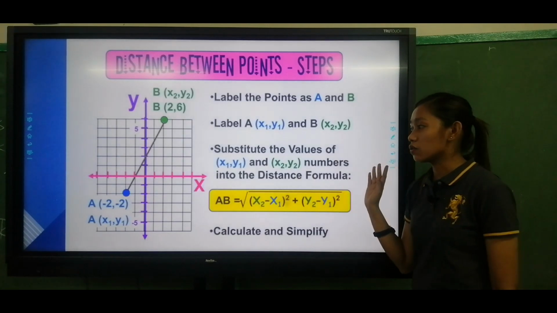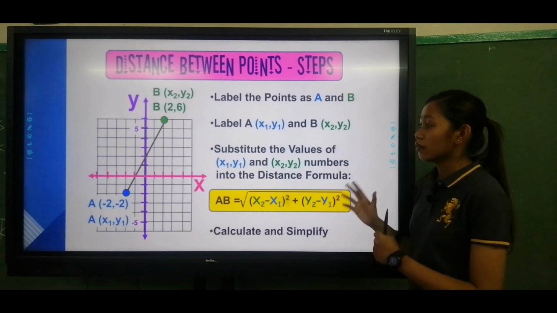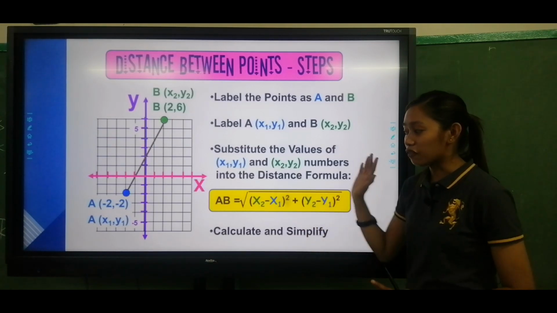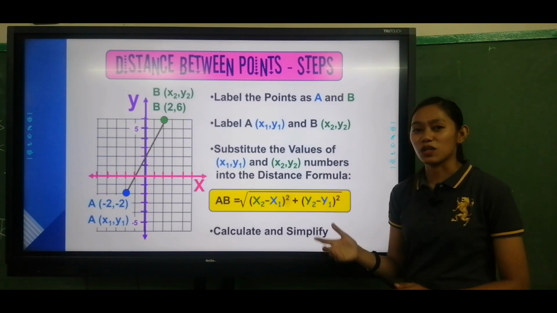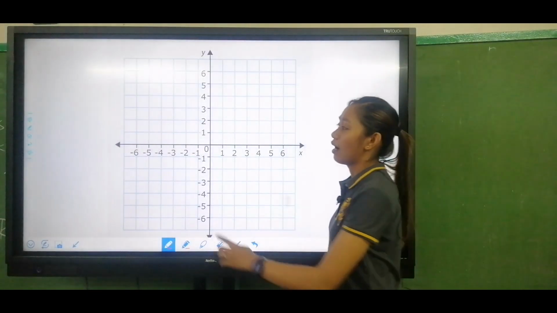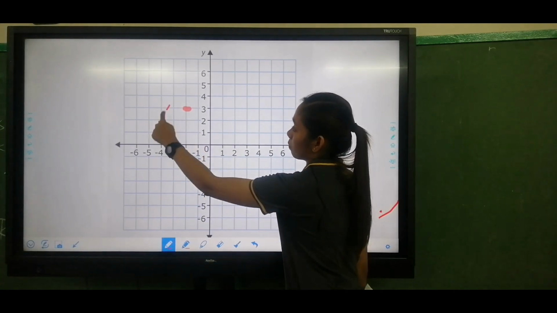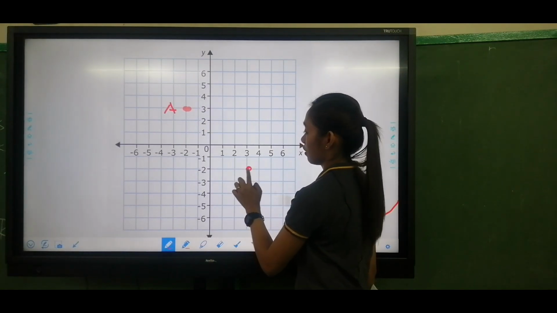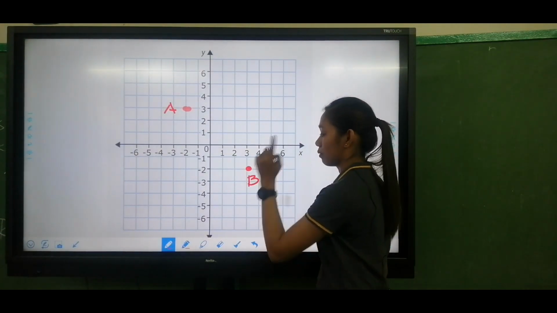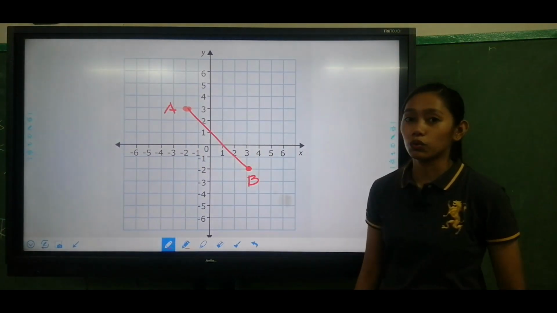Next, substitute the values of x sub 1, y sub 1, and x sub 2, y sub 2 into the distance formula. After you substitute, you can now calculate and simplify. So, ganun lang siya kadali. Let's have now our example number 1. Our first point is located here. That is your point A. And then our second point is located here. This will be your second point, or point B. So, we need to find the distance between these 2 points.